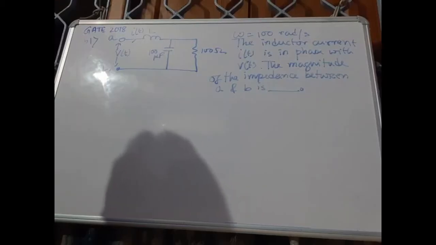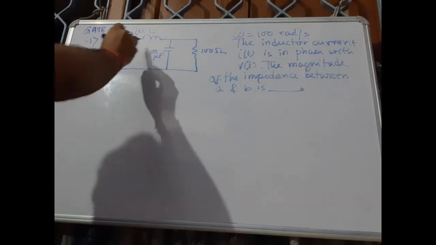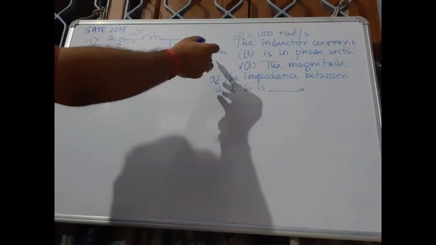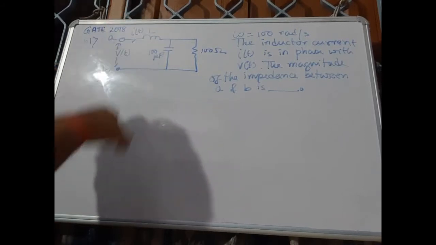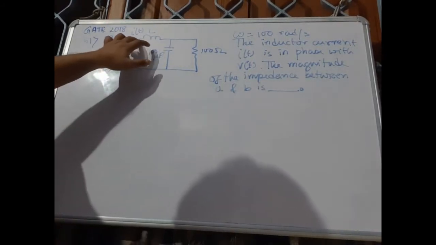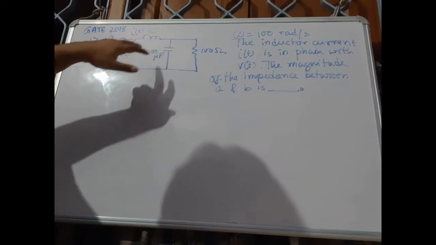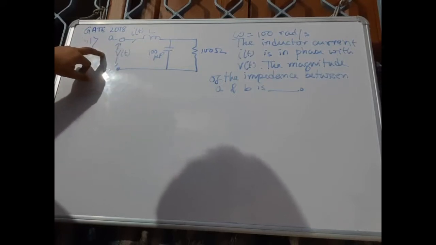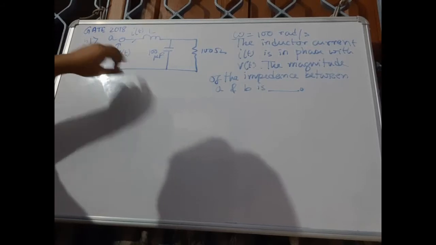Now this is problem number 51 in GATE 2018. Here is the circuit with an inductor, capacitor and resistor. The value of the resistor is 100 ohm, the value of the capacitor is 100 microfarad, and no value is given for the inductor. This current is IT, and the voltage between the points A and B is Vt.